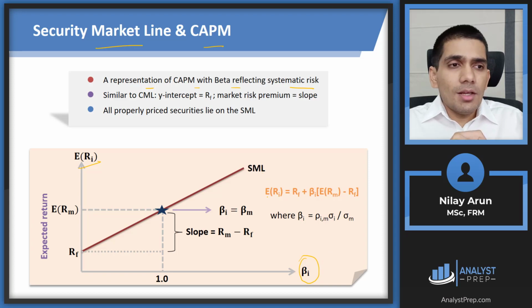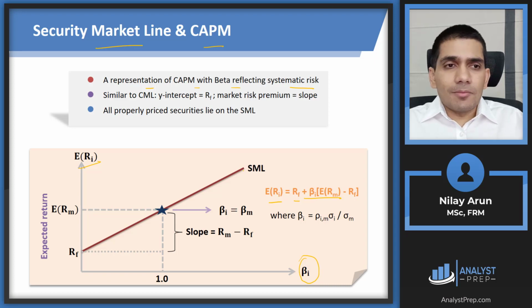Now the equation is the capital asset pricing model, the CAPM model. So you have expected return that is given by the risk-free rate plus beta times the market risk premium, that's expected return of the market minus the risk-free rate. So that's what we have for the capital asset pricing model.